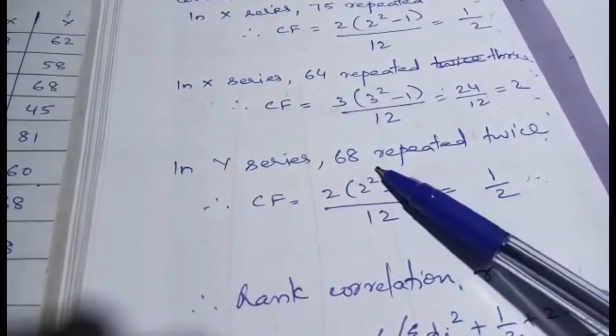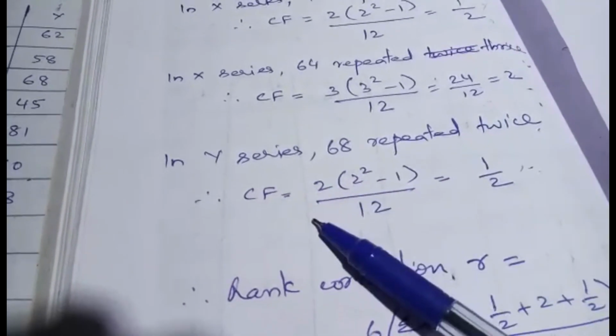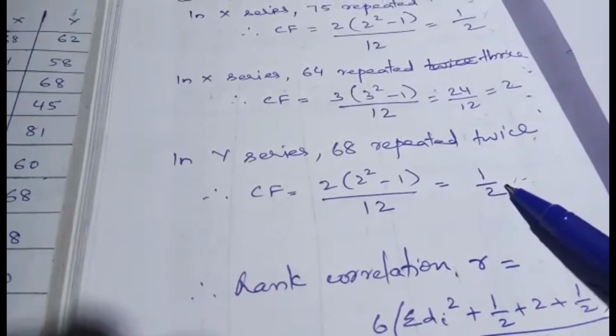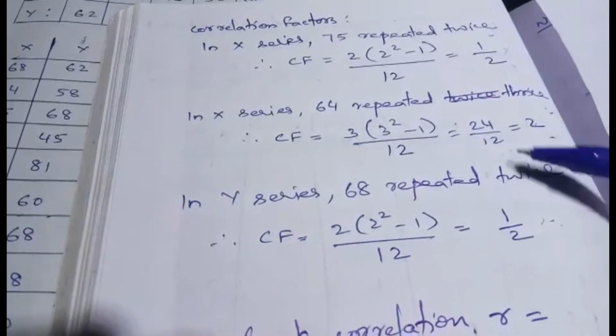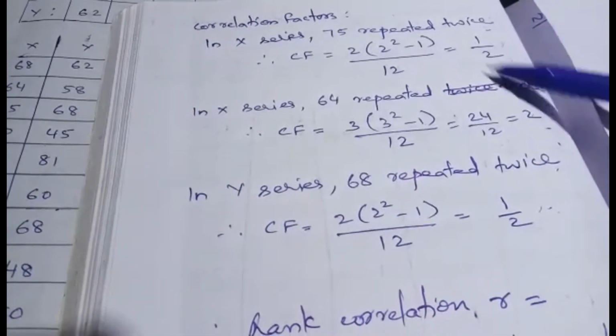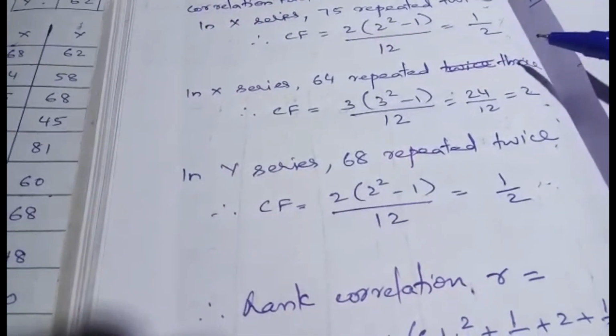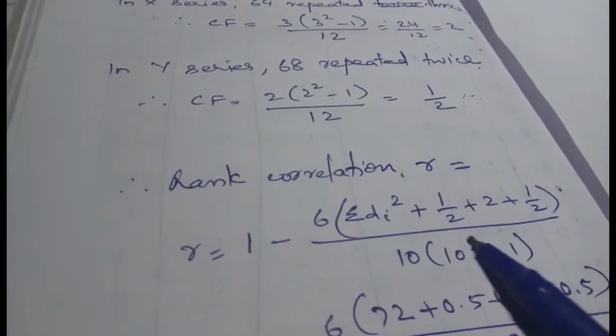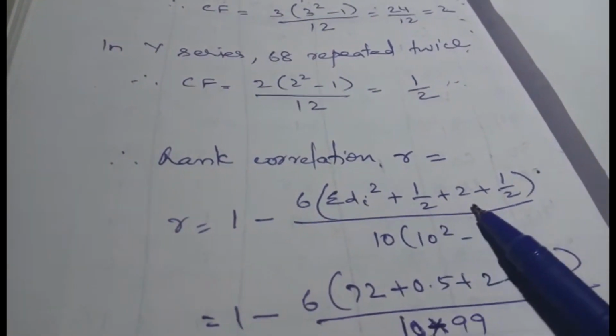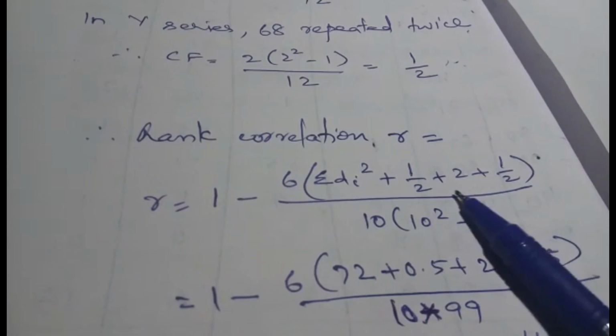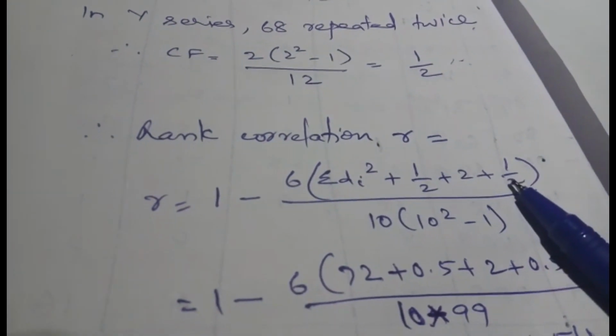In the Y series, 68 is repeating 2 times, so 2 into 2 square minus 1 by 12, that is 1 by 2. So you have got the correlation factors; three correlation factors are there. After finding them, substitute the correlation factors in the formula and add them to the rank correlation formula.